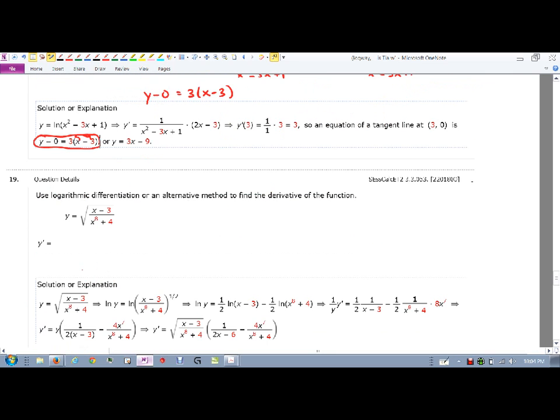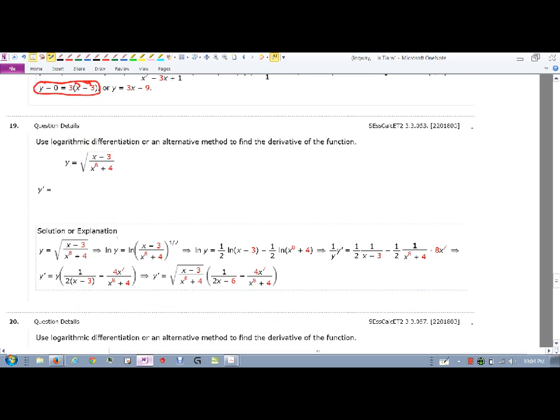Okay, use logarithmic differentiation to take the derivative. This is really cool, actually. So I'm going to walk you through this. What you do is you start off with your equation, okay, and then what you do is take natural log on both sides of the equation.